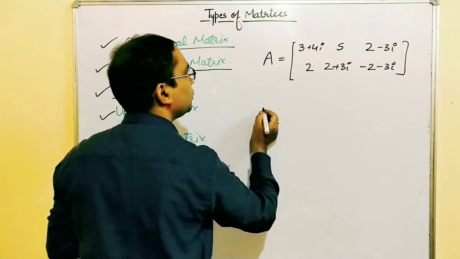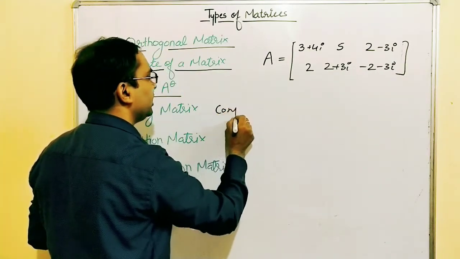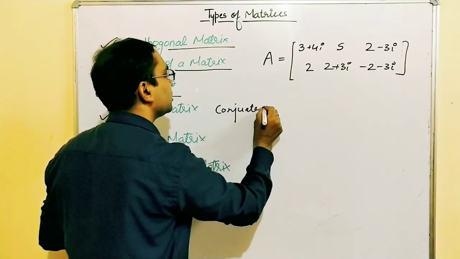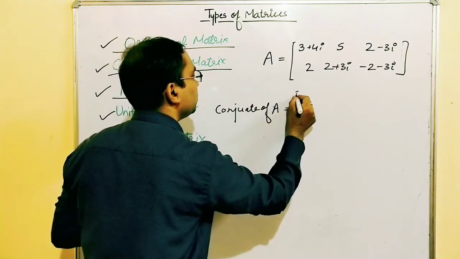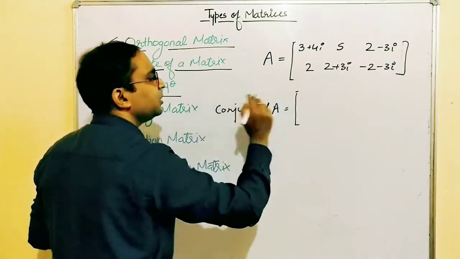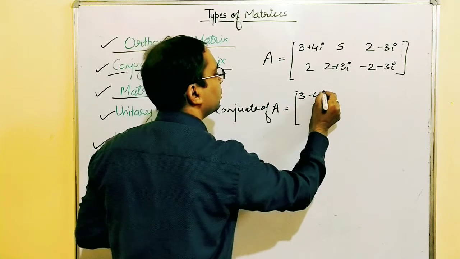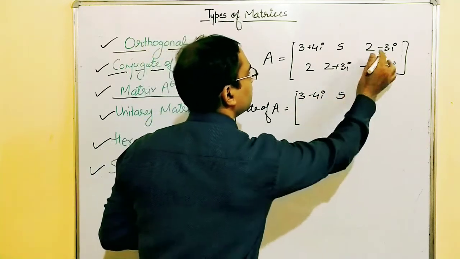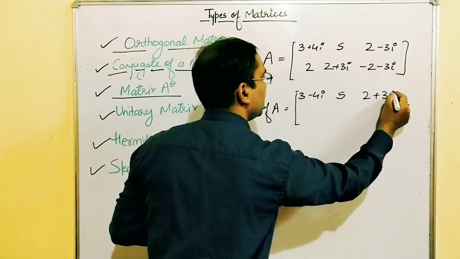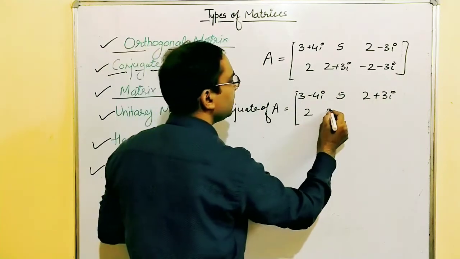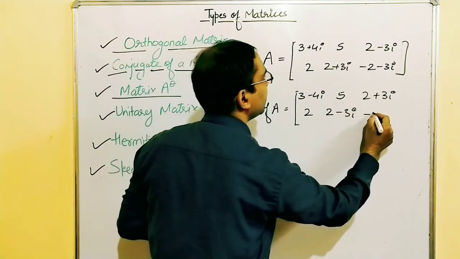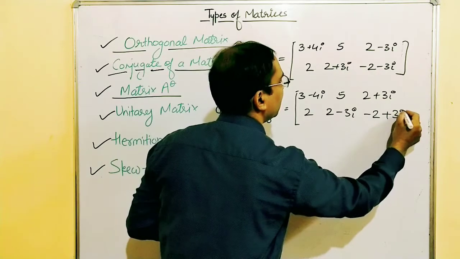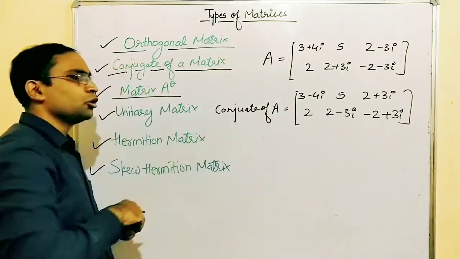First of all, we need to find out its conjugate. So let's write the conjugate of A. We need to write the conjugate elements. This is 3 minus 4i, this will be 5, this will be 2 plus 3i, the 2 will remain the same, 2 minus 3i, and this is minus 2 plus 3i. So this is the conjugate.